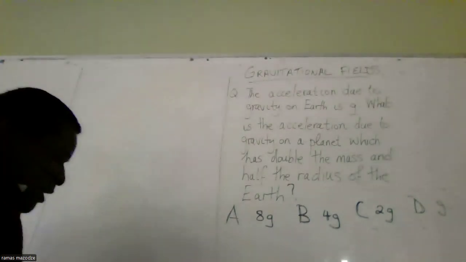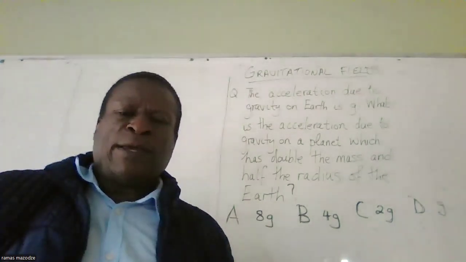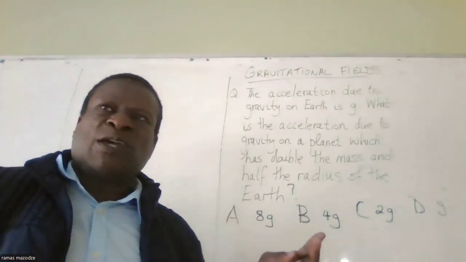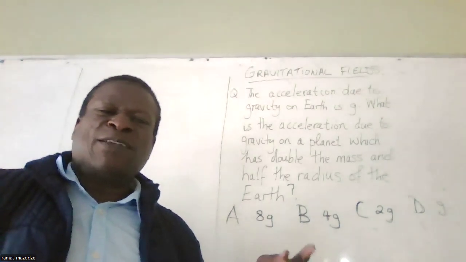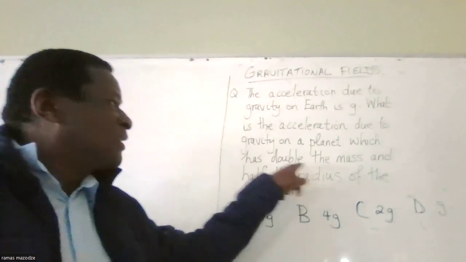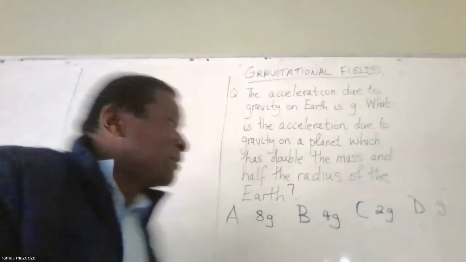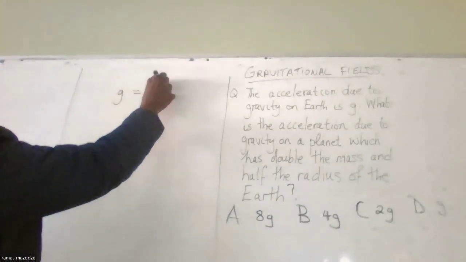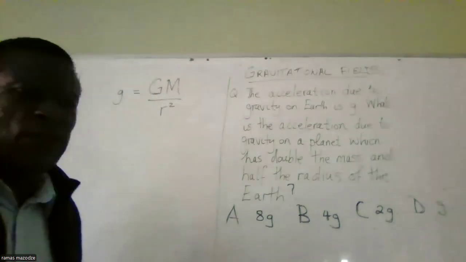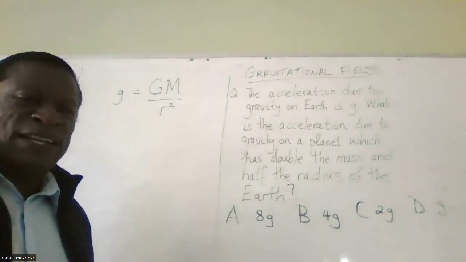So the first thing that I'm going to ask is what formula of acceleration due to gravity are we going to apply here? Because we have the formula which says the weight of an object is equal to mg. So the acceleration due to gravity is the weight divided by the mass of the object, but we don't have the weight of the object, it is not even given. What is given is that the mass of the planet is doubled. So which formula are we going to use here? We are going to use this one. g is equal to big G, big M over R squared, where big G is the universal gravitational constant, big M is the mass of the planet, and R is the radius of the planet.